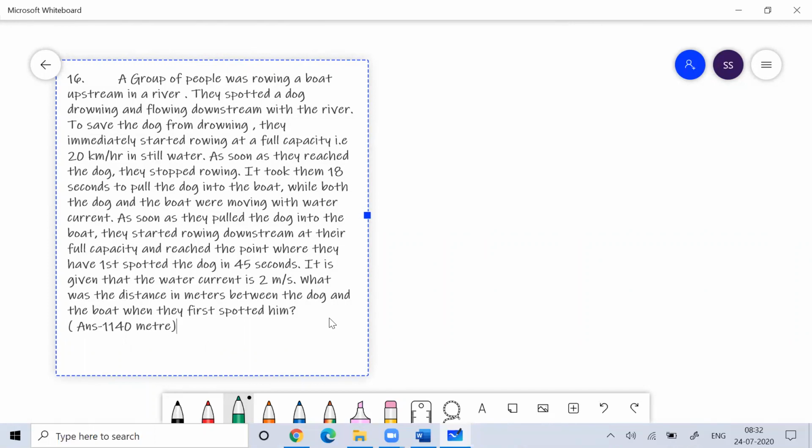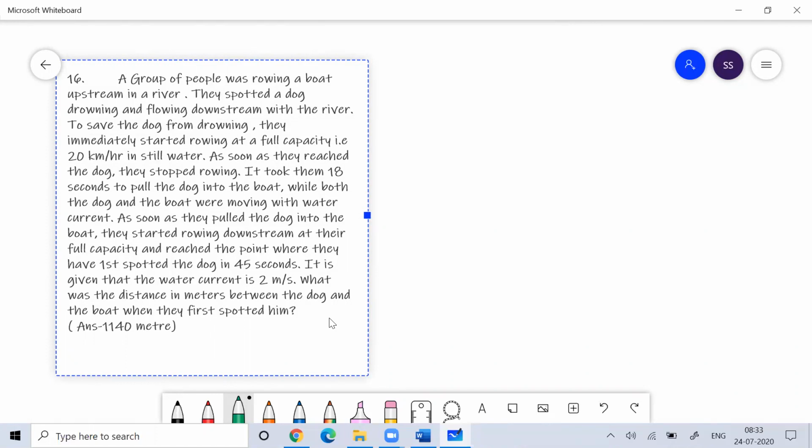As soon as they reach the dog, they stopped rowing. It took them 18 seconds to pull the dog into the boat, while both the dog and the boat were moving with the water current. As soon as they pulled the dog into the boat, they started rowing downstream at their full capacity, and they reached the point where they first spotted the dog in 45 seconds. It is given that the water speed is 2 kilometer per hour.